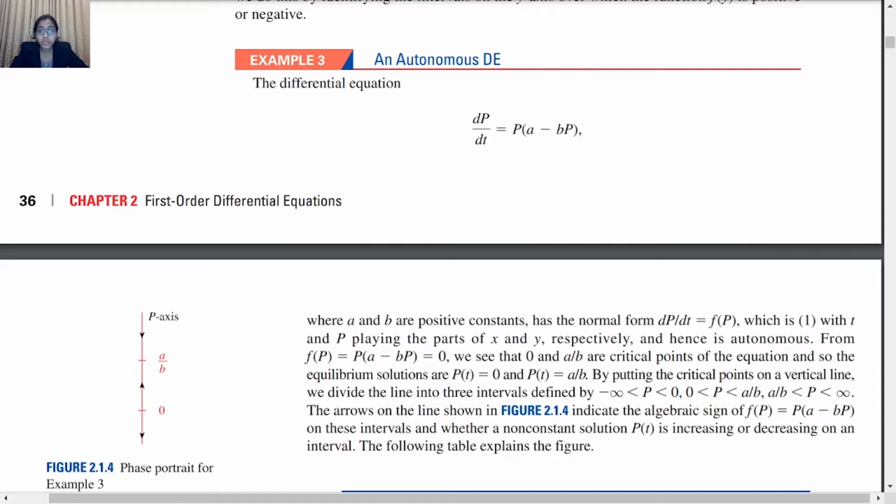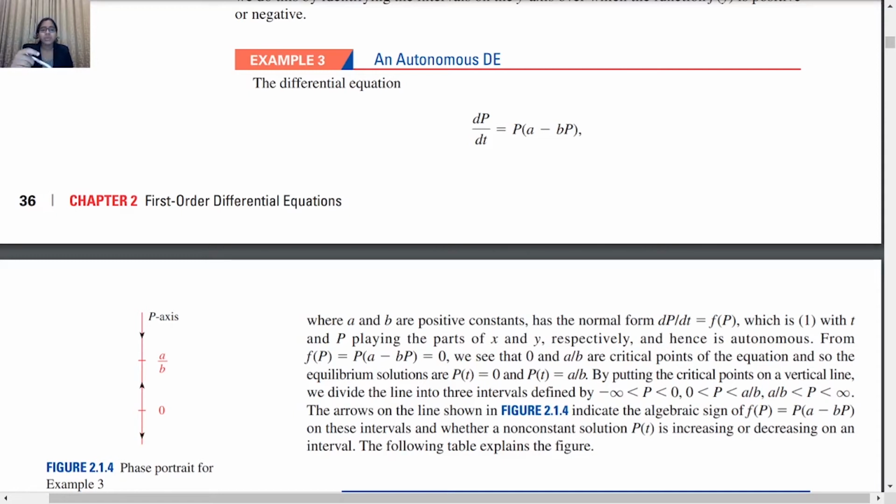Okay, and what will be the equilibrium solution? Equilibrium solution will be p of t is equal to 0 and p of t is equal to a by b. That is, they will be equal to the critical points that we have determined. So this type of question can be asked to determine the critical points of the given autonomous differential equation. So it's easy. We just have to put the function equal to 0 and find the corresponding points. And to determine the equilibrium solution, we just have to put p of t, the dependent variable corresponding to the independent variable, treated as a function, equal to the critical points.